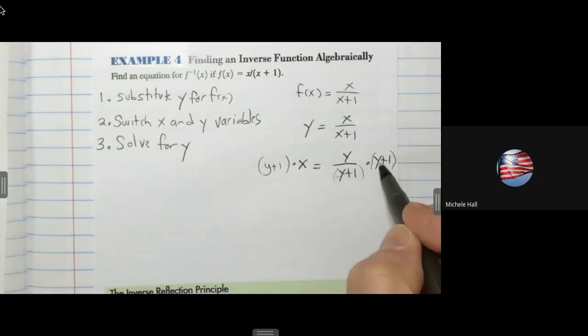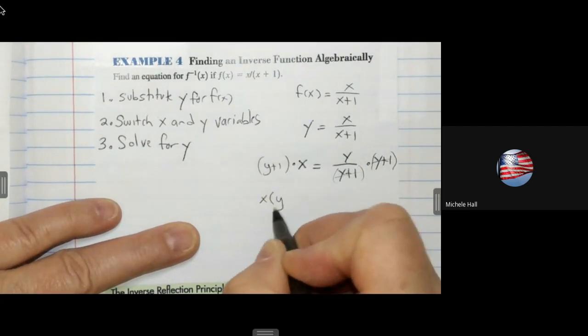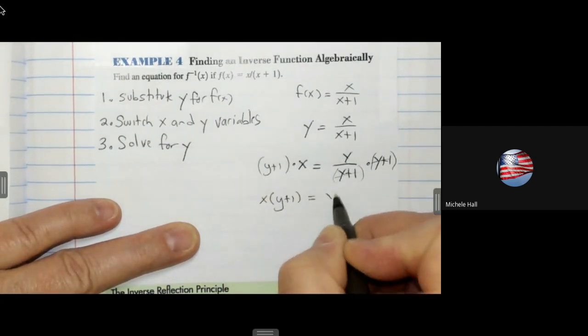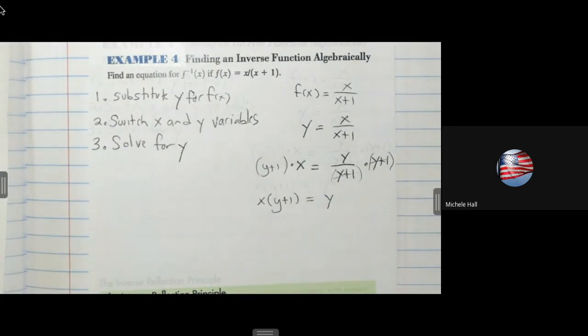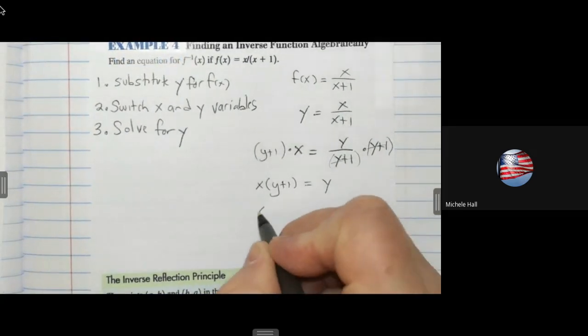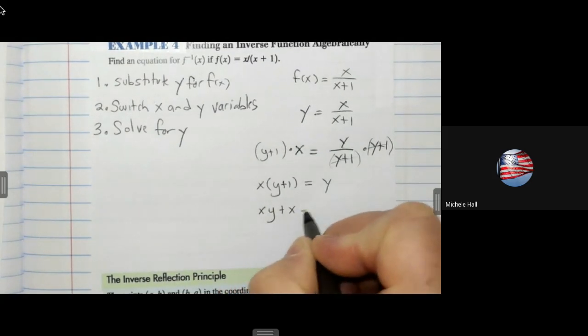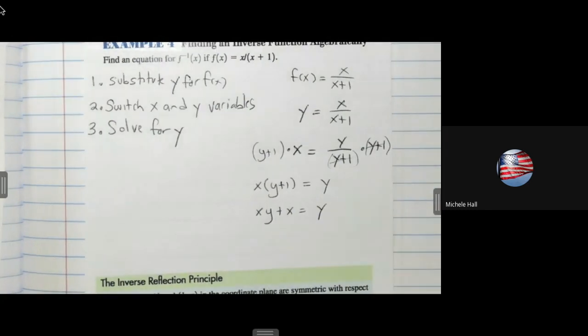That way those cancel. And I'm going to bring the x out front. X times y plus 1 equals y. Very good. Do distributive property. X times y plus x equals y. We're trying to solve for y.